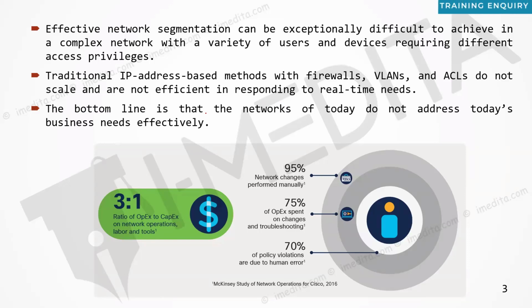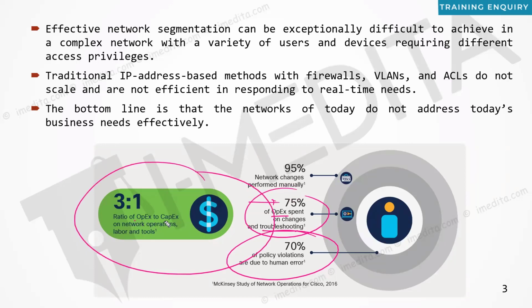This is a very old infographic, but as per this infographic, 95% of network changes are done manually. Companies spend approximately 75% of their operational expenses on changes and troubleshooting. 70% of policy violations happen due to human errors. Like, you ask the humans not to tell the password to everyone, but that is one challenge that you might face.